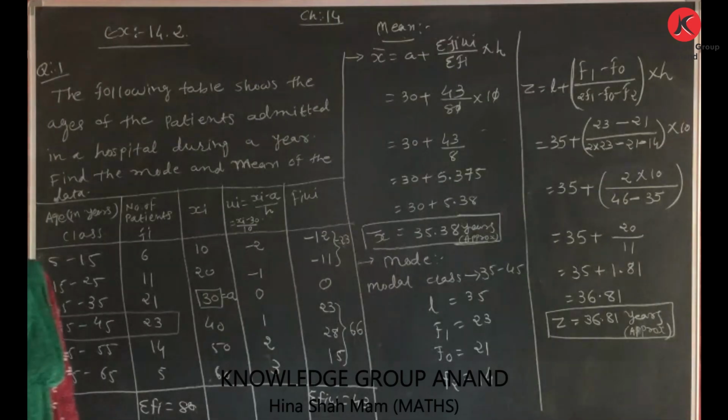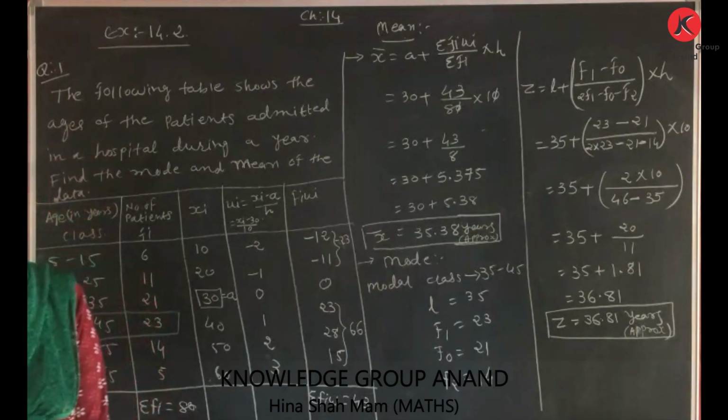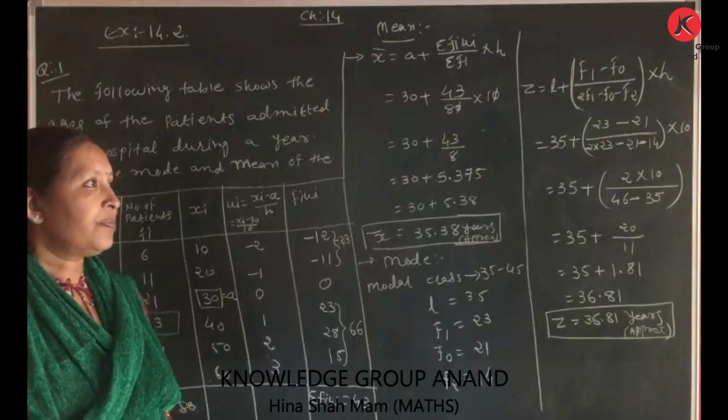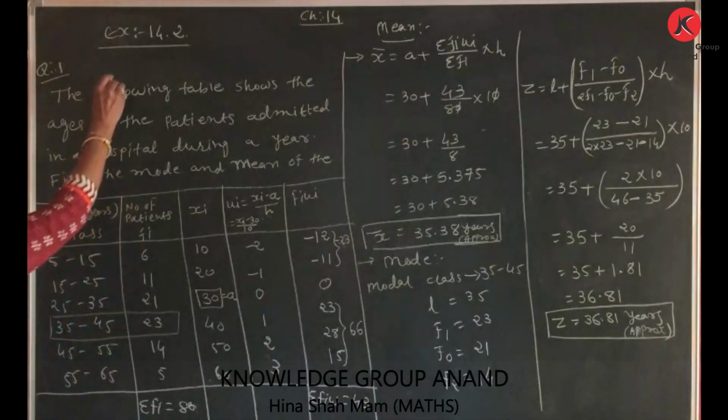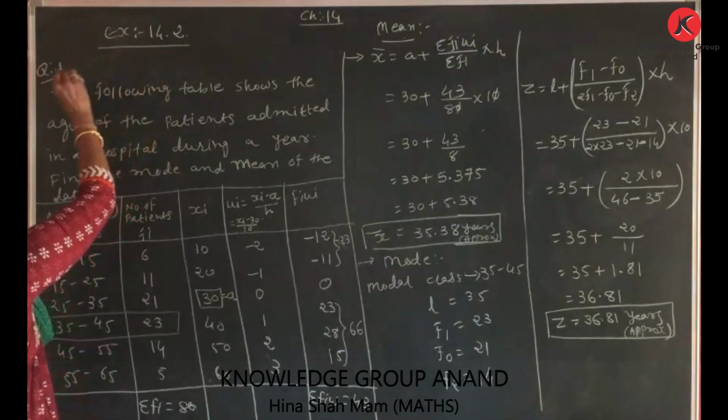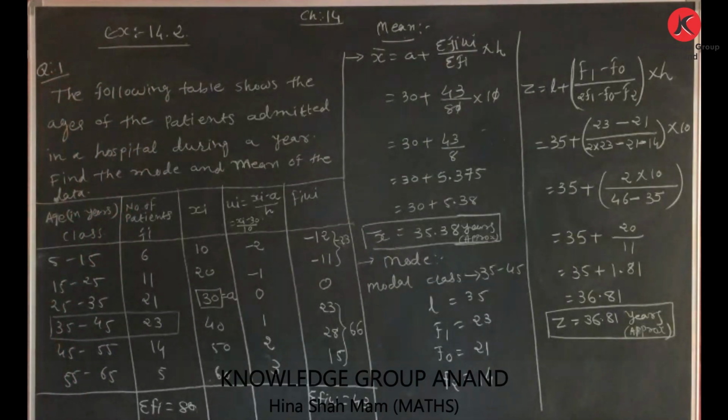In the previous lecture, we learned about mode. Now, in this lecture, we start Exercise 14.2. Question number 1. The following table shows the age of patients admitted in a hospital during the year. Find the mode and mean of the data.